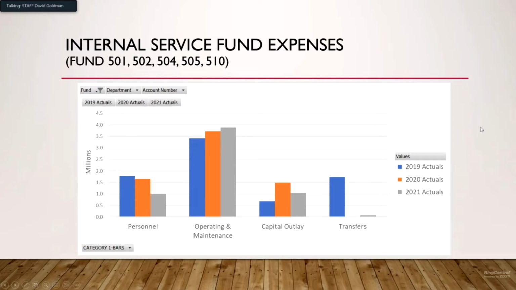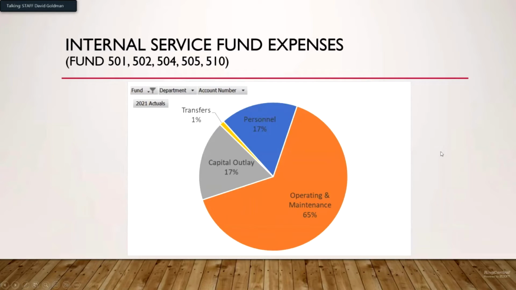Then here are the 5 internal service funds that we keep. Here are the expenses related to those. Here's the personnel. Personnel is all located in Fund 501 and 510. 501 is the vehicle repair fund, and 510 is the Public Works Administration, engineering, and a few other items in there. And you had a large transfer in 2019 for a project, and there's your operating maintenance costs and capital outlay. And there's the pie chart for 2021.